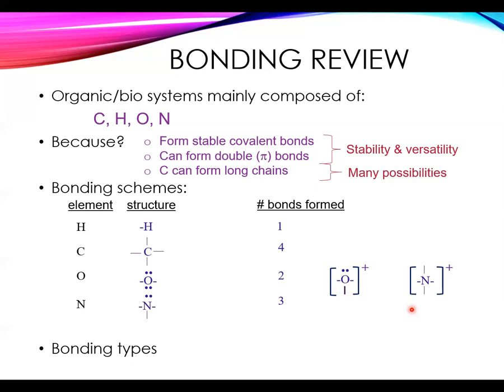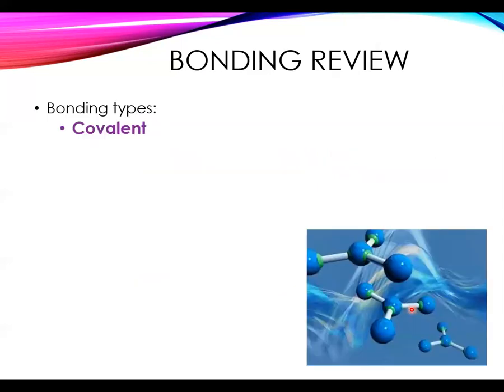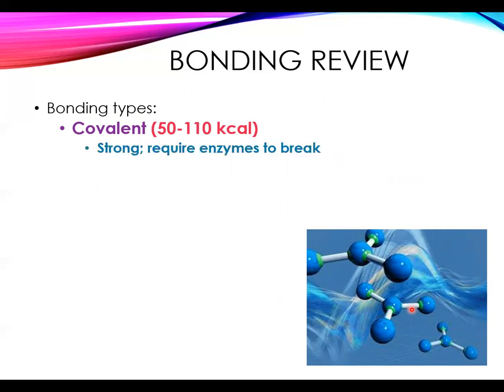Okay, we're going to finish up this section by talking about the two categories of bond types that we're going to deal with this quarter. The first one is covalent bonds. In biochem molecules, these bonds are about 50 to 110 kcal. This doesn't mean anything a priori, but it is an indicator that this is a strong type of bond, so strong that it's going to require help to break it. So enzymes are going to have to be involved to break covalent bonds.